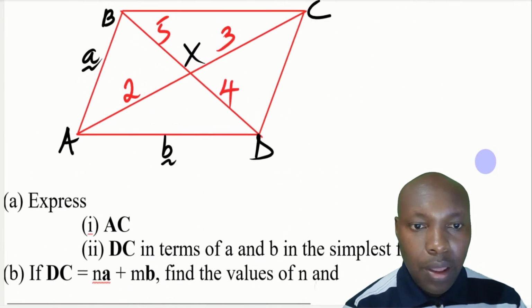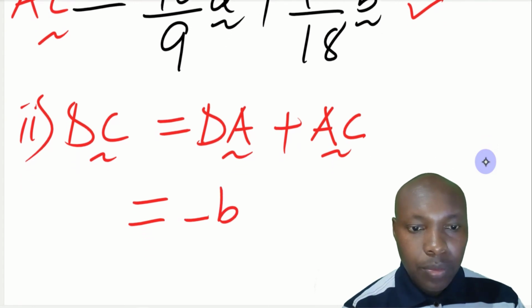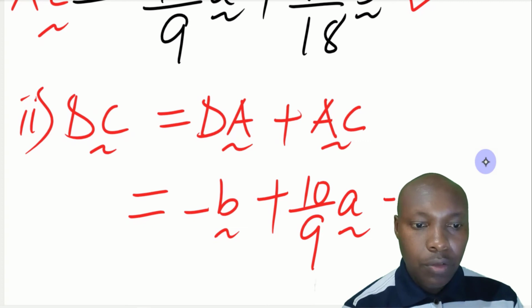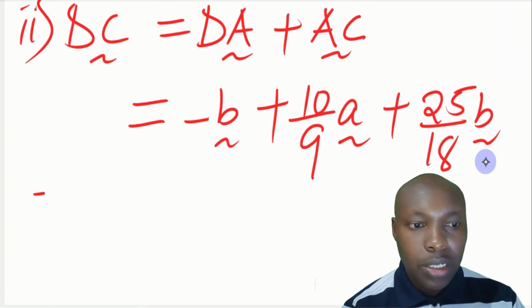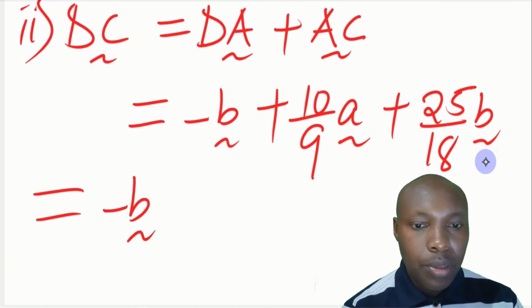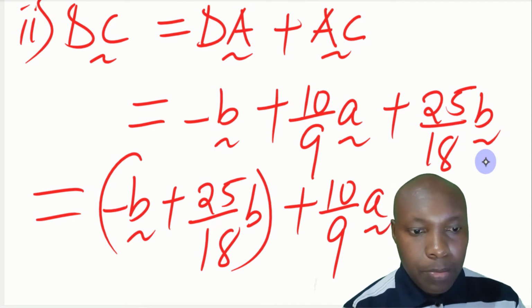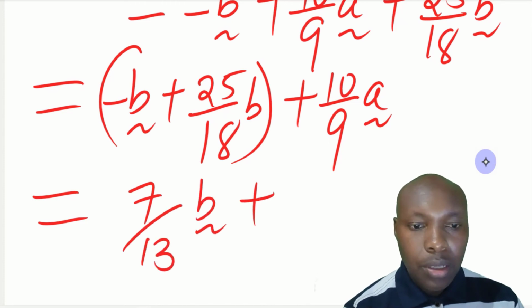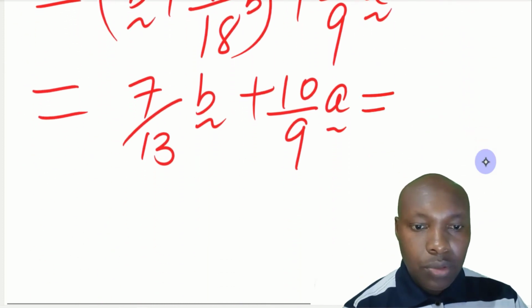So DA, do we have DA? From the diagram, DA will be negative b, as you can see, it is in the opposite direction. So that will be negative b plus AC, which we had already obtained in the previous part: 10 over 9 a plus 25 over 18 b. So like terms, we group together b and b: negative b plus 25 over 18 b, plus 10 over 9 a. When you simplify that, we get 7 over 13 b plus 10 over 9 a. So that is DC in terms of a and b.